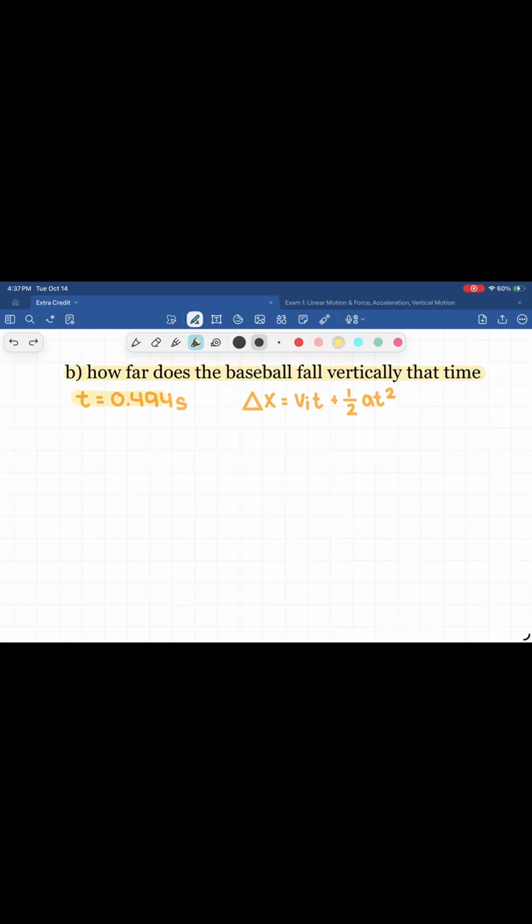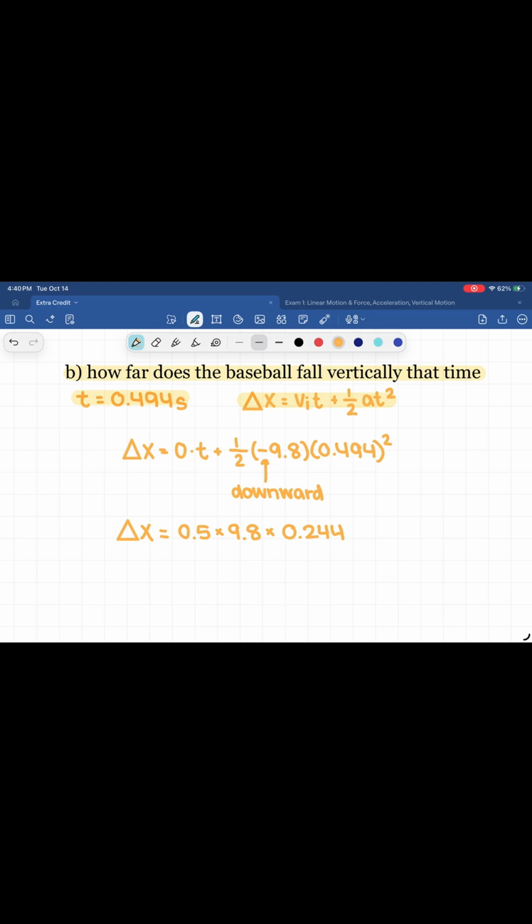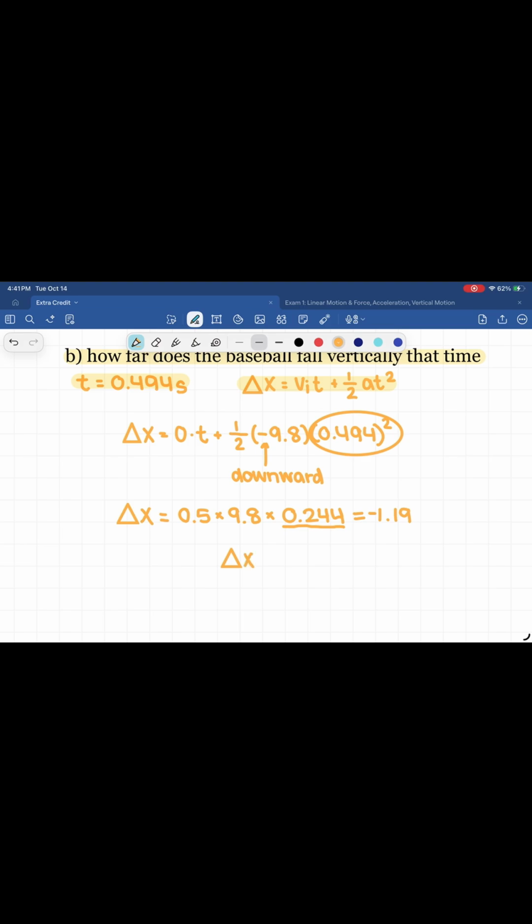Next, for Part B, we want to find how far the baseball falls vertically during that time. We have our time found in Part A, and we want to use the same equation. The acceleration is negative 9.8 since it is falling downwards. Now we can simplify to 0.5 times 9.8 times 0.244, which we got from 0.494 to the second power. This equals negative 1.19, so our final answer for Part B is the ball is falling 1.19 meters downward.